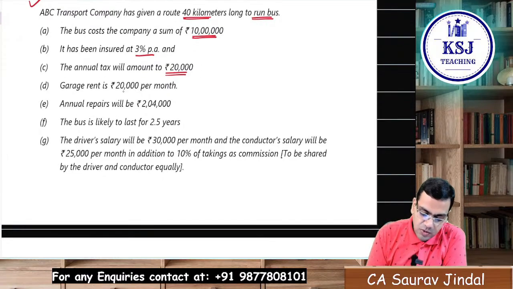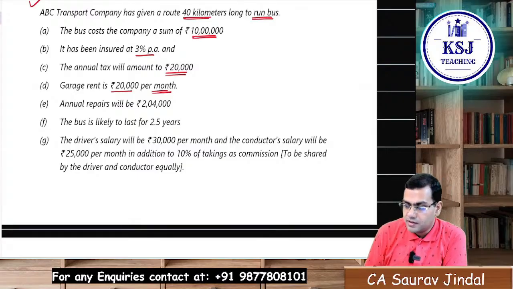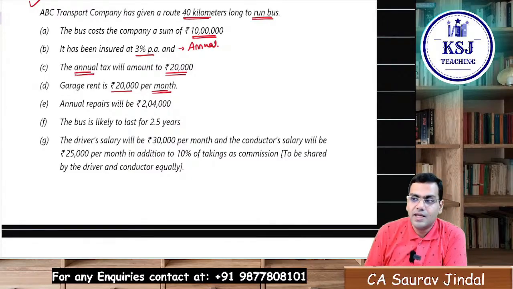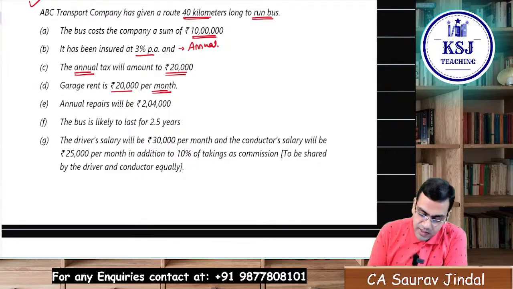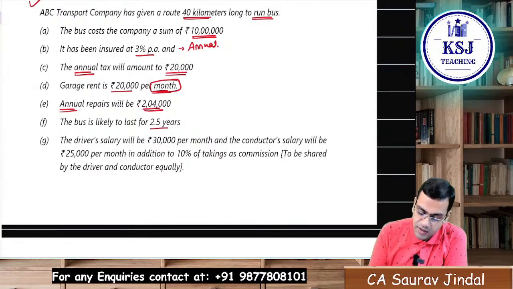Garage rent is rupees 20,000 per month. Now, another interesting point to be noted here. Insurance 3% per annum, that means this is annual. Here it has mentioned the annual tax. Then the garage rent, he is saying per month. Then he is saying the annual repairs will be 2,04,000. The bus is likely to last for 2.5 years.